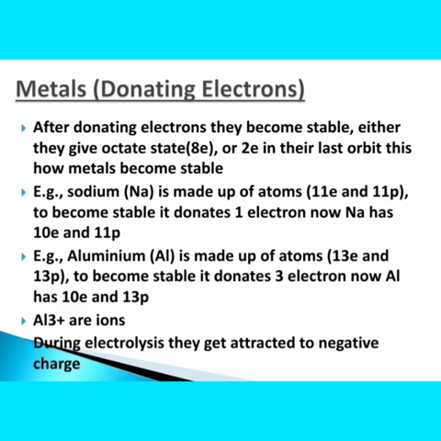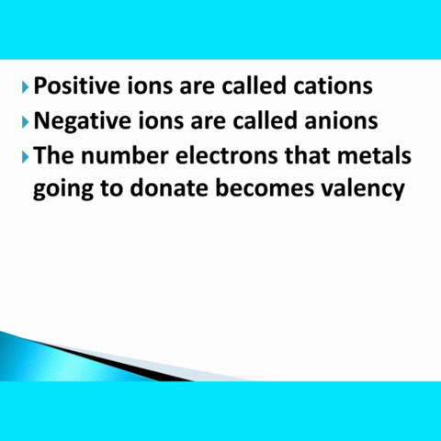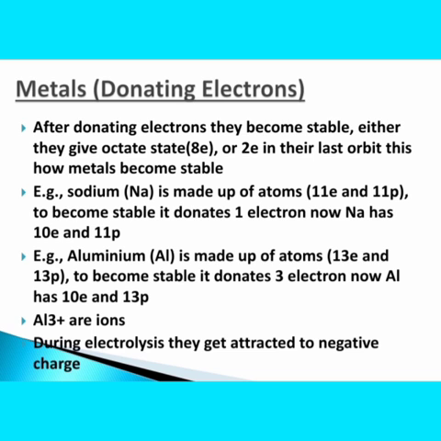So during electrolysis what happens? They get attracted to negative charge because these are positively charged. When there is the electrolysis process, they move to the opposite charge, that is negative charge. So positive ions are called cations, and negative ions are called anions, and the number of electrons that a metal is going to donate becomes valency. For example in sodium, how many electrons are donated? 1. So 1 is the valency of sodium.